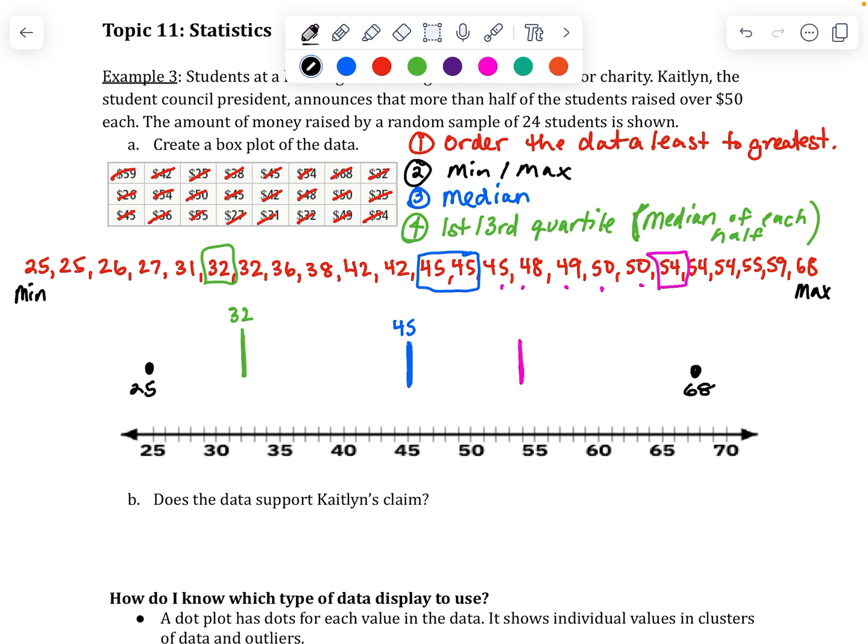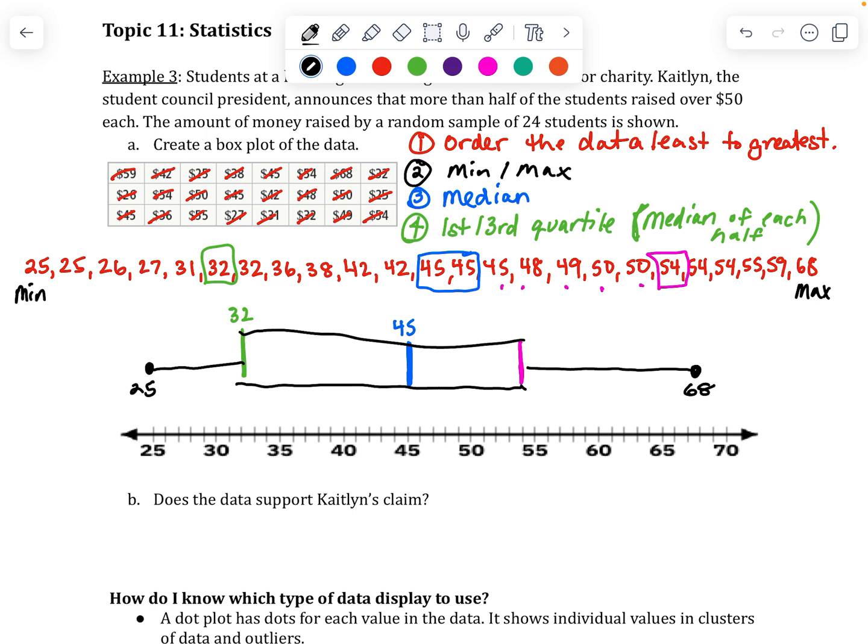And now you can draw your box. Okay, so that is our middle 50%. And then we connect our dots out here. And that is where the other 25% on each side lands. And now you have a box plot.